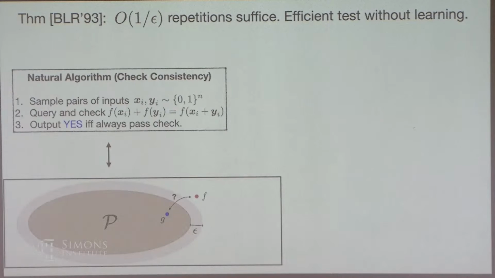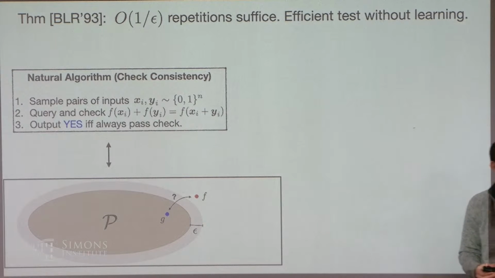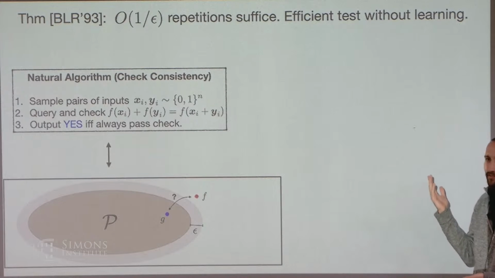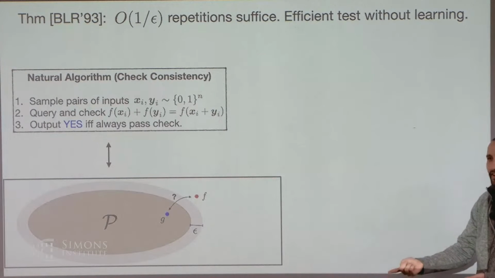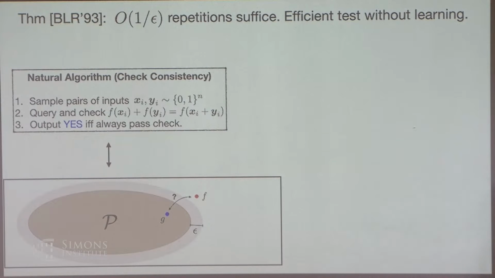Let me go through just the high-level idea in this theorem of BLR that shows that this test, actually just 1 over epsilon many repetitions, suffice. In a sense, you can also think about this along the lines of it's a test so efficient that you won't be able to identify a fixed setting of A which would make your function linear. Nevertheless, you can conclude that such a setting of A exists if your test passes with high probability.